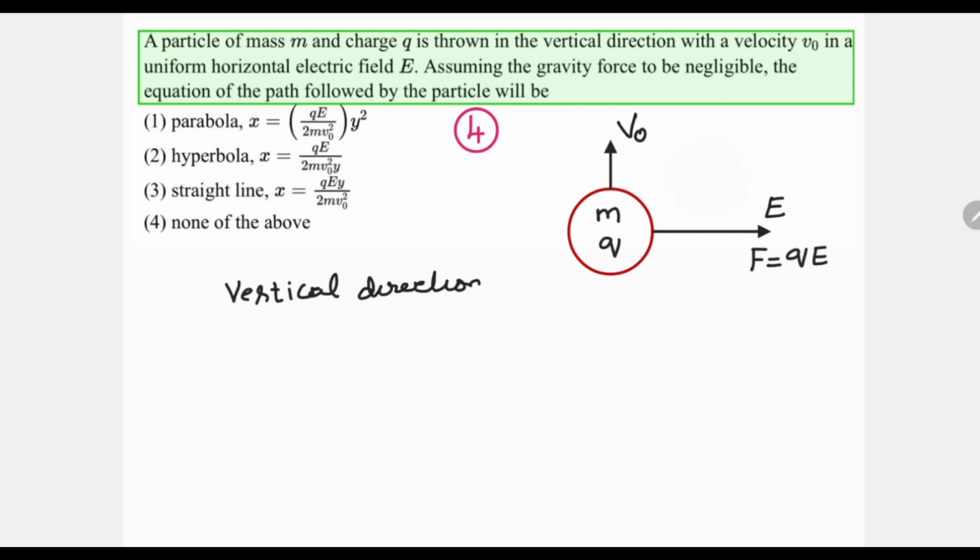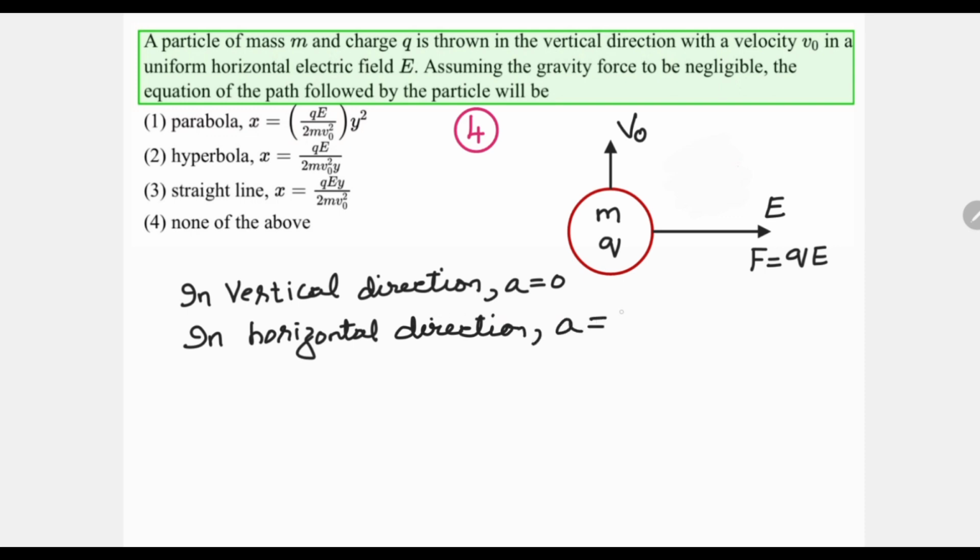In vertical direction, acceleration equal to 0. But in horizontal direction, there is an acceleration, and we know that acceleration equal to force by mass. What is the force? QE by m.